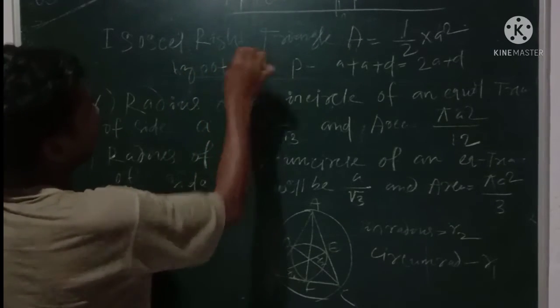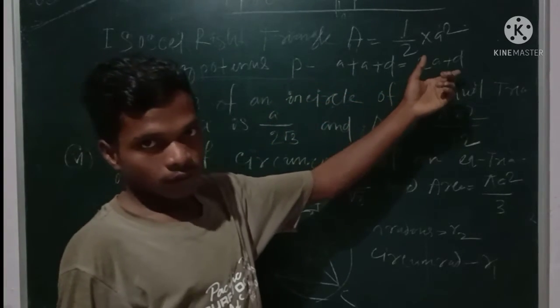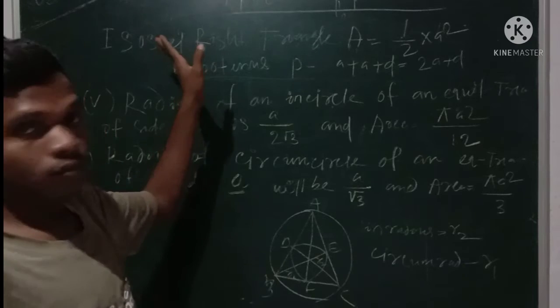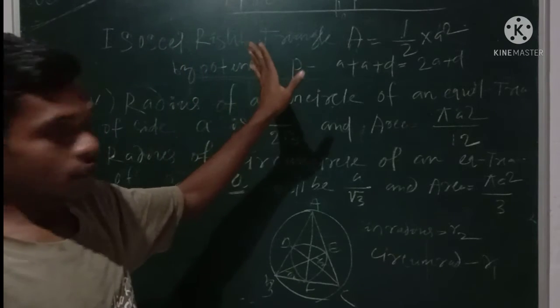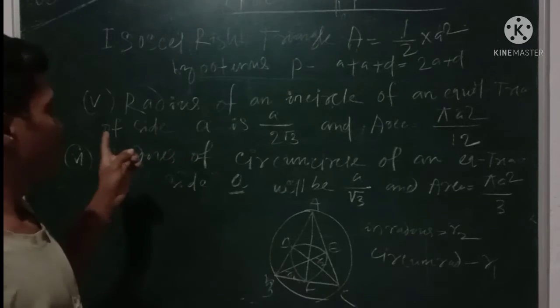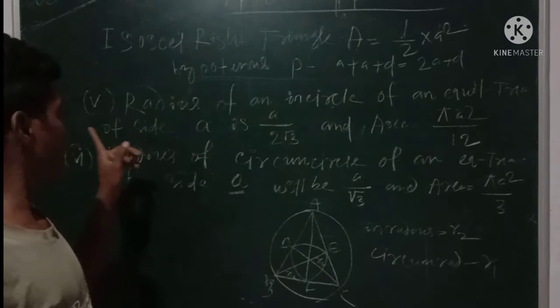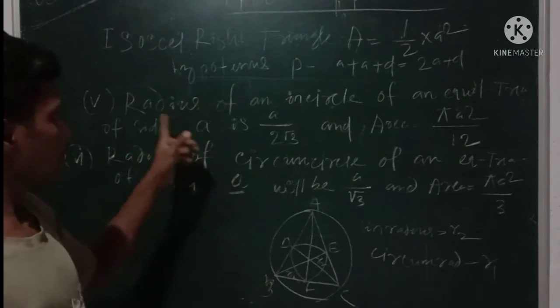The hypotenuse, okay, the perimeter is a plus a plus d. How? Okay, understand this. And this is very important. Carefully understand this.